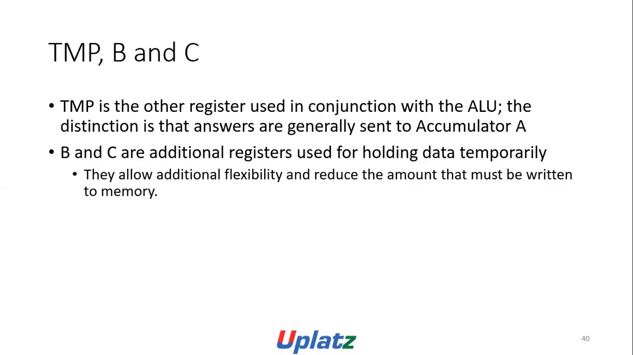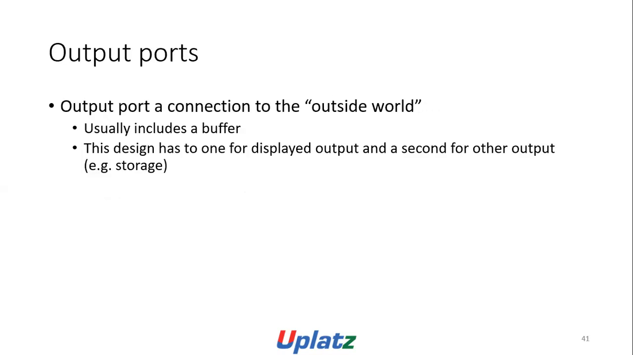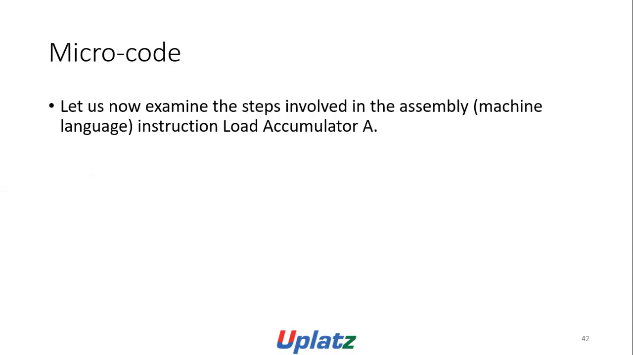TMP, B, and C. TMP is the other register used in conjunction with the ALU. The distinction is that the answers are generally sent to the accumulator. B and C are additional registers used for holding data temporarily. They allow additional flexibility and reduce the amount that must be returned to memory. Output ports. An output port is a connection to the outside world and usually includes a buffer. This design has one for displayed output and a second for other output, for example storage.